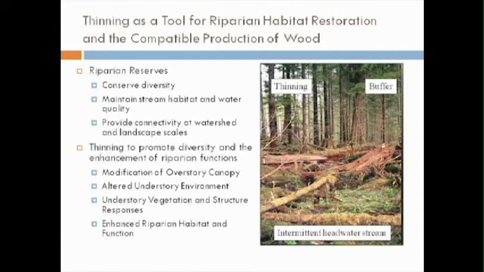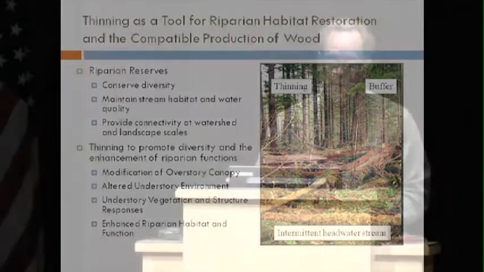But then we're applying this thinning to these areas, and basically through that thinning, we're modifying the overstory canopy, which in turn will alter the understory environment and generate some understory vegetation and structure responses. And so we're interested in understanding how that type of consequence can lead to either enhanced riparian habitat and function, or does it actually cause a detriment to habitat and function?